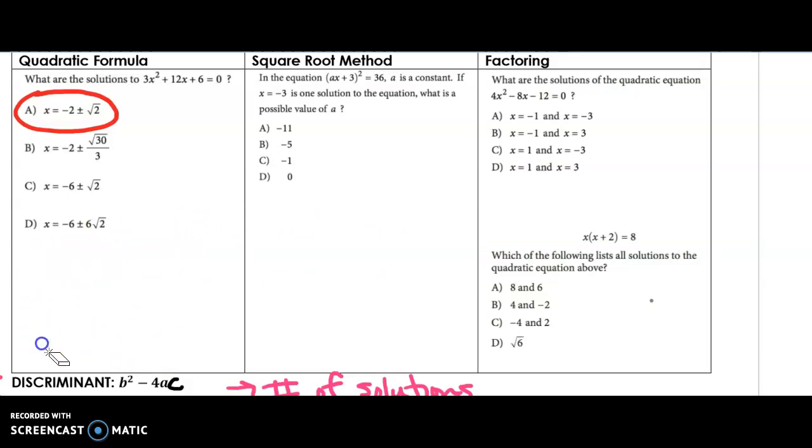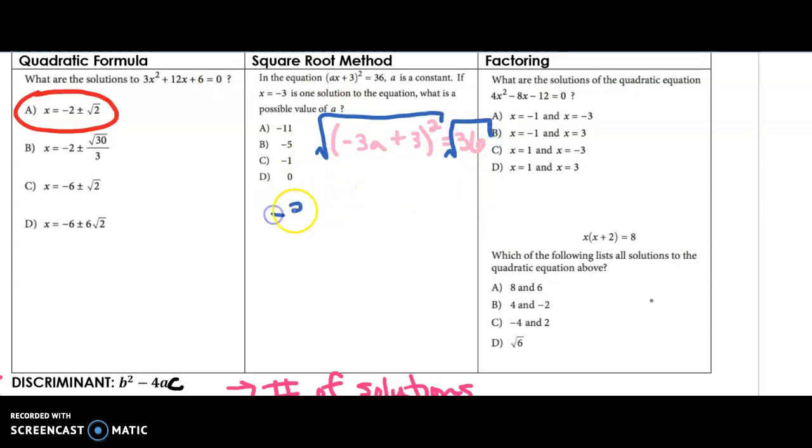Okay, so for the second question, we are going to want to use the square root method because in the equation (ax plus 3) squared equals 36, a is a constant. If x equals negative 3 is one solution to the equation, what is a possible value of a? So I'm going to plug in negative 3 for x. So (negative 3a plus 3) squared equals 36. I'm going to take the square root of both sides.